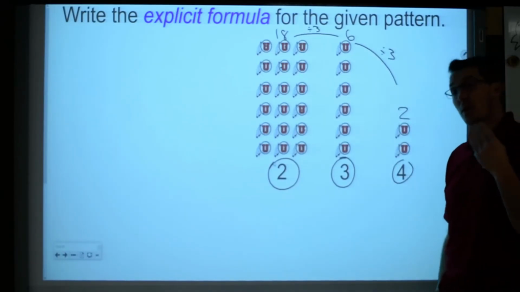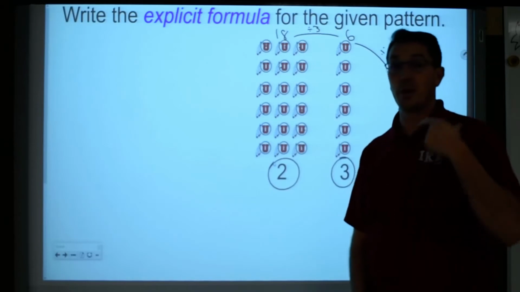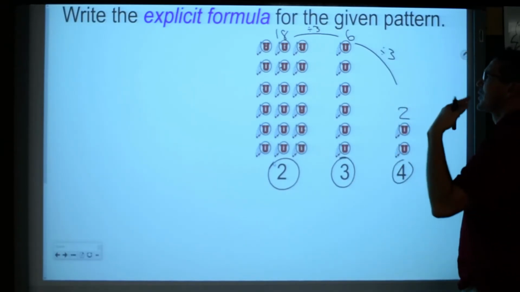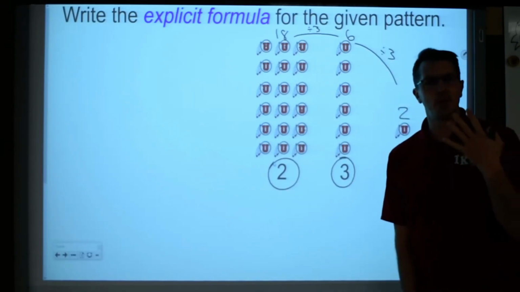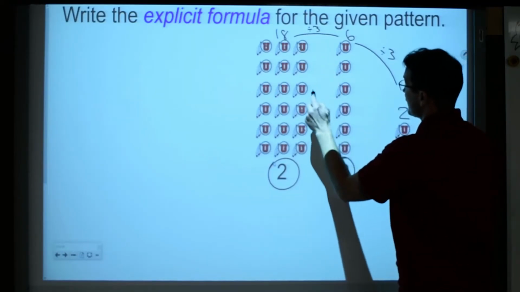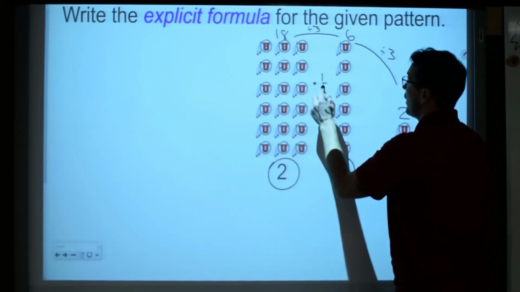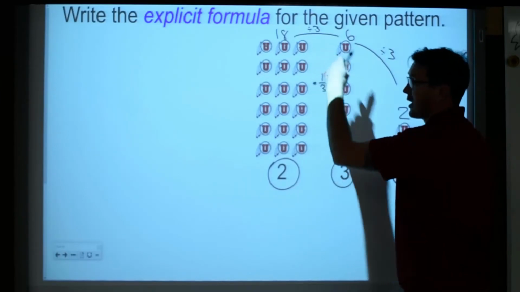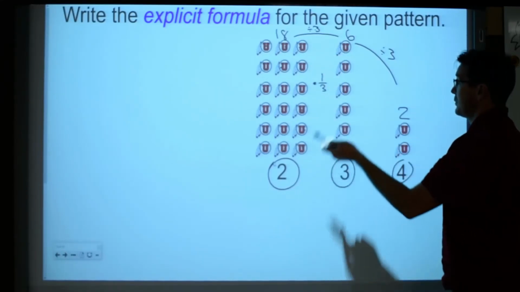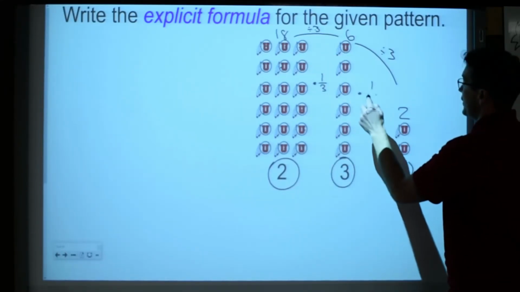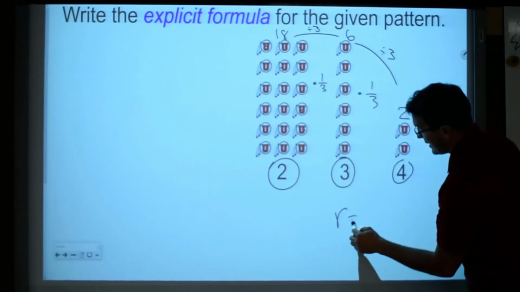But remember, we know it's divide by 3, but we can't use divide by 3. Ratios have to be multiplication. So how can I write divide by 3 as multiplication? Well, what I can do is call it times 1/3. Whatever you're dividing by, just put a 1 on top of it, and you have that as a multiplication. Times 1/3. So I know my rate is 1/3.